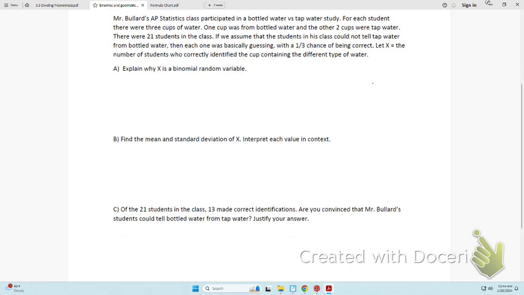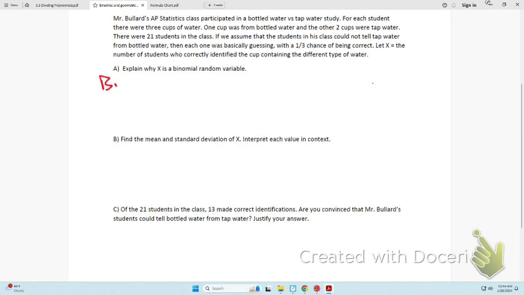So this AP Stat class, they did this bottled water versus tap water study. And students were given 3 cups of water, 2 of them tap, 1 of them bottled. And they tell us there's 21 students. Probability of successfully guessing bottled is 1/3. X is the number of students who correctly identify the type of water.